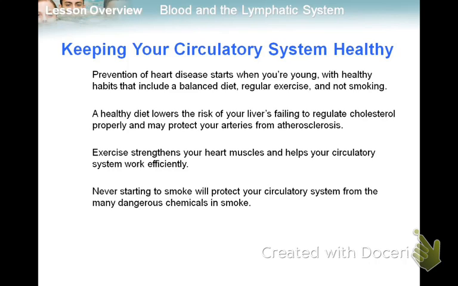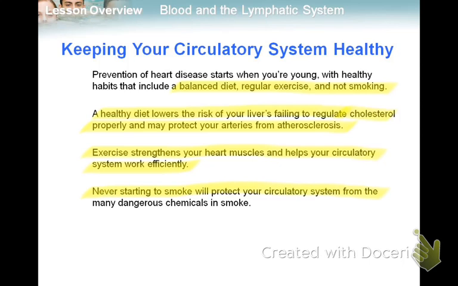Preventing heart disease starts now, when you're young. Balanced diet, regular exercise, not smoking. A healthy diet lowers the risk of your liver failing to regulate cholesterol properly and can protect your arteries from atherosclerosis. Exercise strengthens your heart muscle and helps your circulatory system work better. Never starting to smoke will protect your circulatory system from the many dangerous chemicals in smoke.